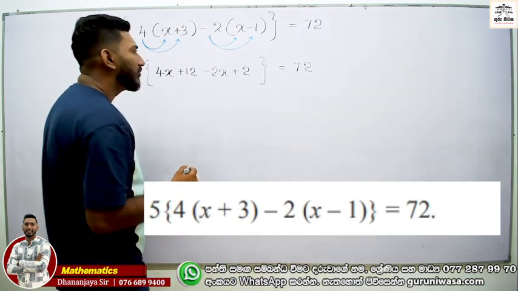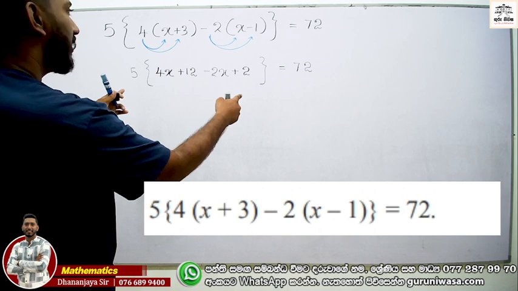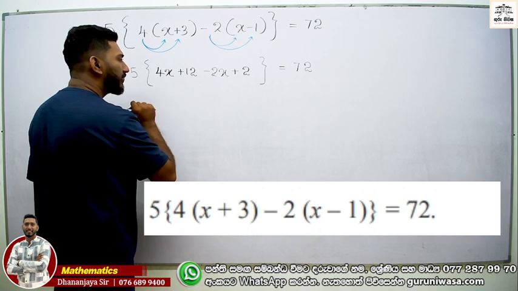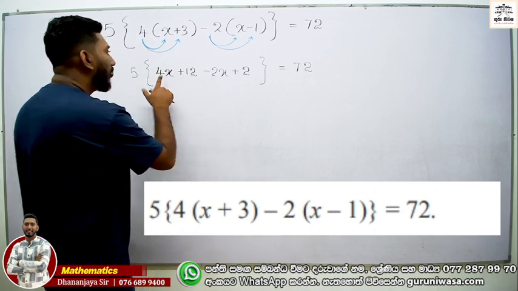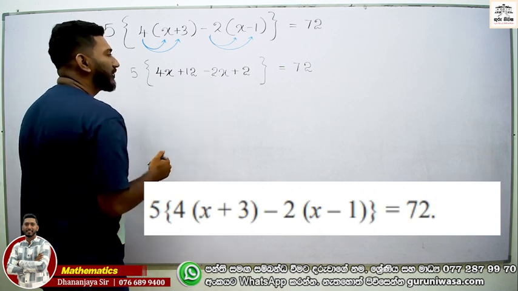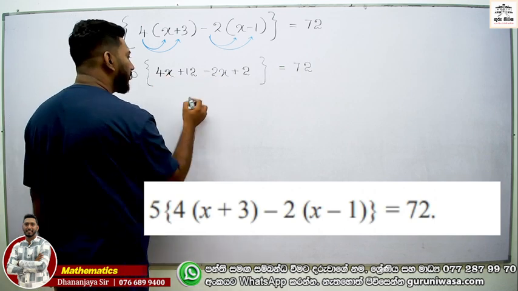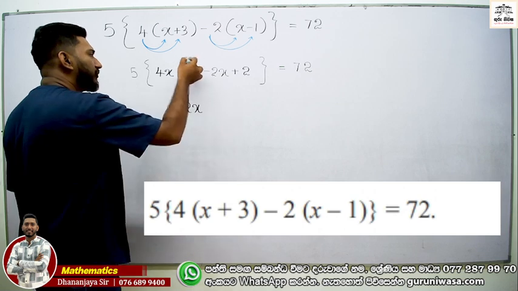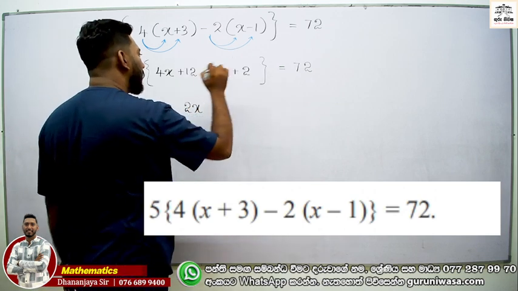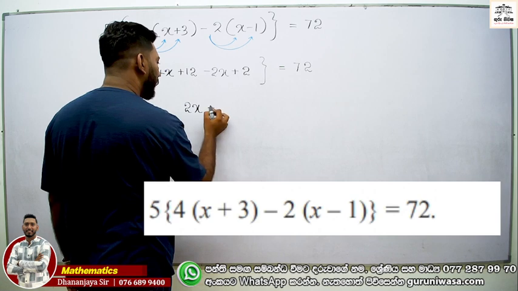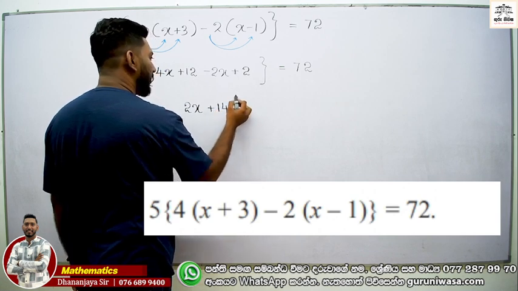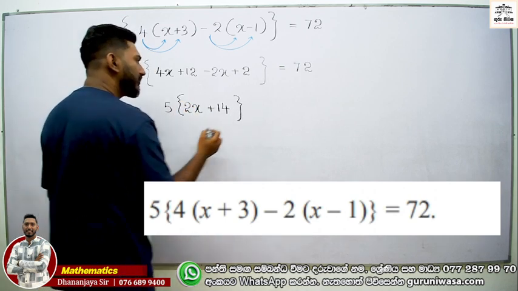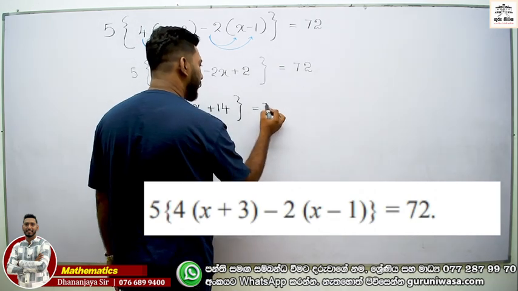Now we are going to look at the inside of the curly brackets. These two terms we call like terms. You can simplify 4x minus 2x, and the answer is 2x. And plus 12 and plus 2 is plus 14. Now this is a curly bracket, so put the 5 in front of the bracket, put the equals, and write 72.